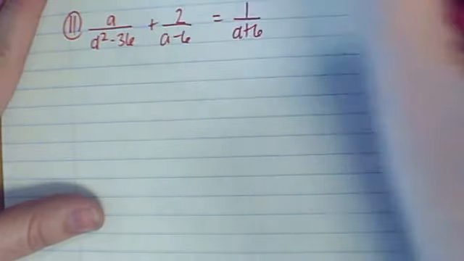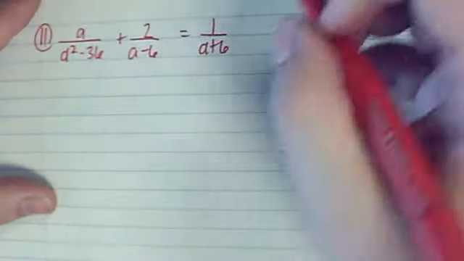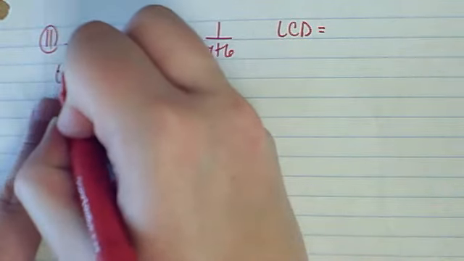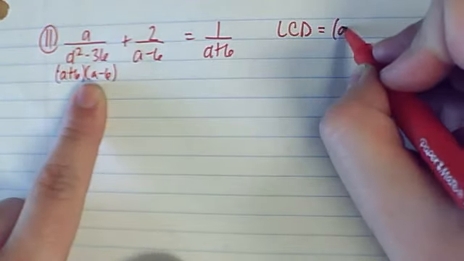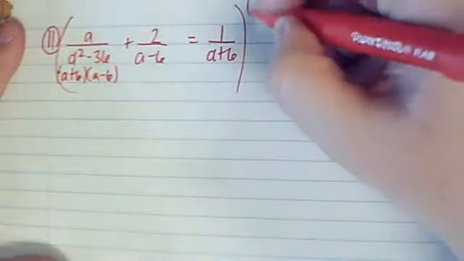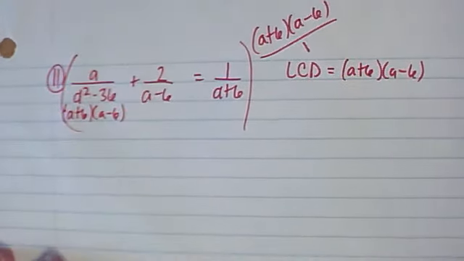Alright, number 11. I have a over a squared minus 36 plus 2 over a minus 6 equals 1 over a plus 6. Now, if I have two rationals being added together equal to another rational, I'm going to multiply by the least common denominator. If I factor this out, I have a plus 6 and a minus 6. This is my least common denominator. So I'm going to multiply this whole thing by a plus 6, a minus 6, all over 1, so that we can write it as a fraction.